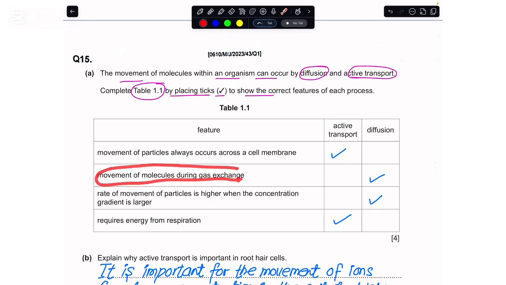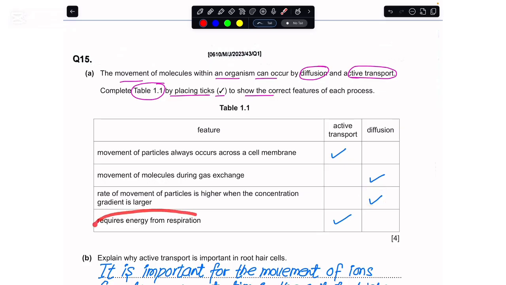They say movement of molecules during gaseous exchange. So gaseous exchange is always by diffusion. And they say the rate of movement of the particle is higher when the concentration gradient is larger. We know that active transport moves the molecules against the concentration gradient. So the steepness of the gradient would account for the diffusion process. So we need to put a tick here.